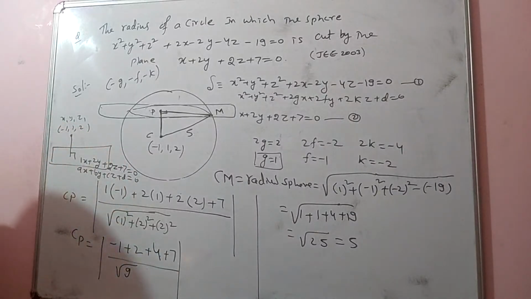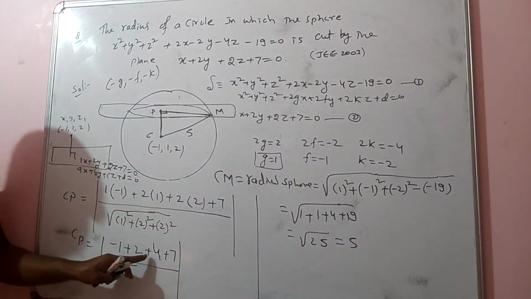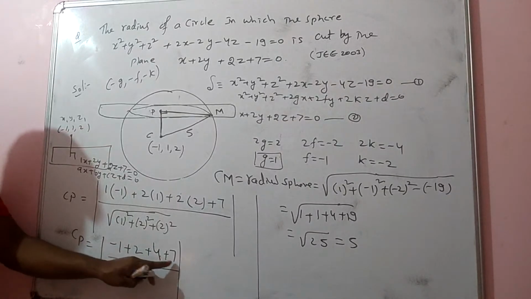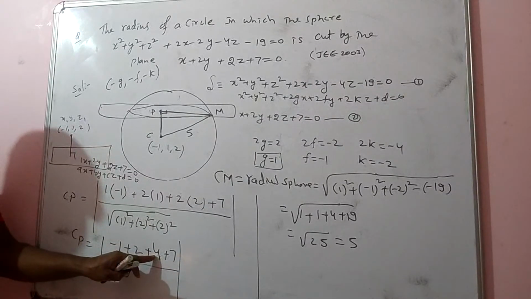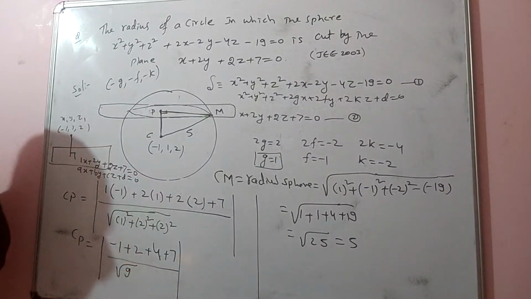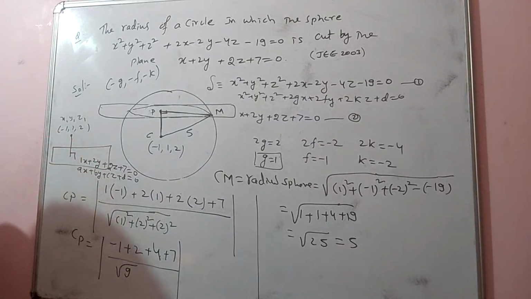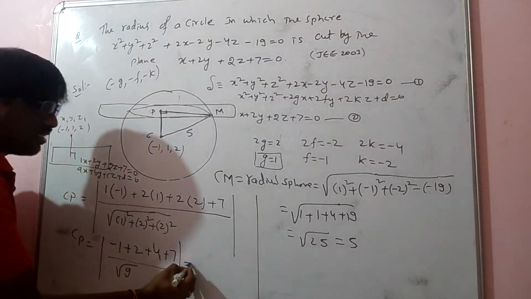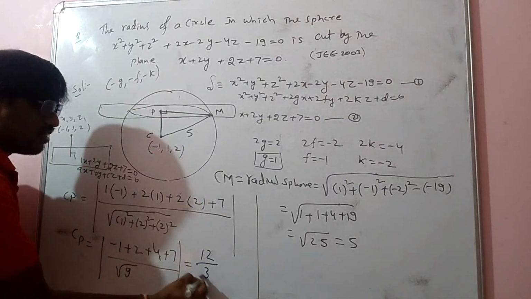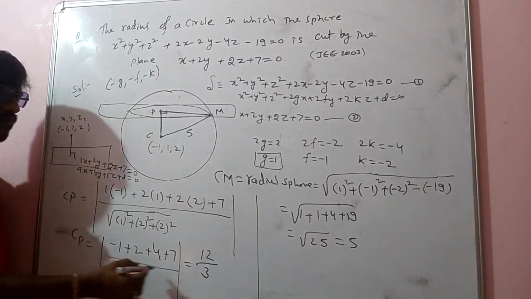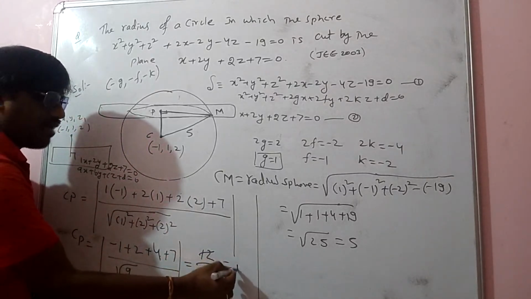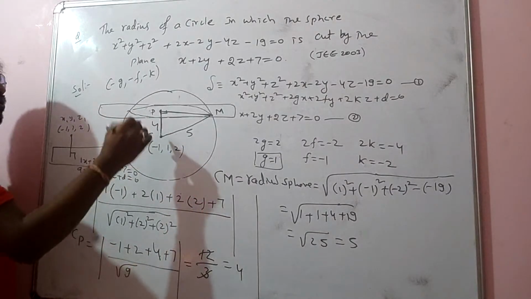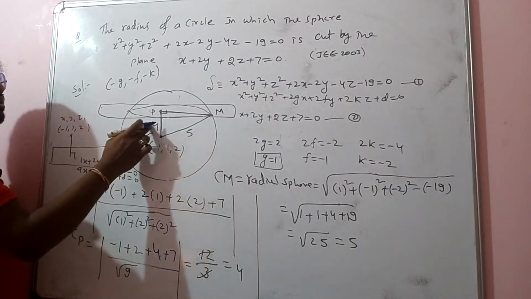So how much am I going to get? 7 plus 2, 9, 9 plus 4, 13, 13 minus 1, 12. 12 upon 3 I am getting here, modulus 12 upon 3. This cancels out. I am getting 4. This value is 4. So you got this is 5, this is 4.